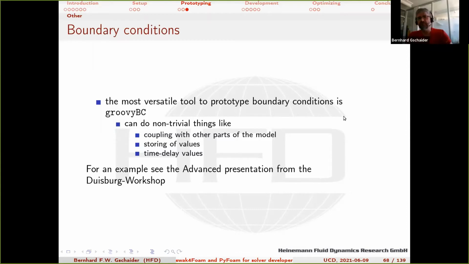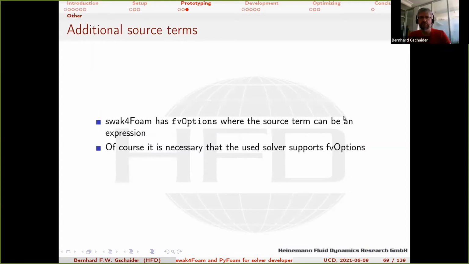For an example of using boundary conditions, you can look at the presentation from the Duisburg workshop 2 years ago. There are some fancy things like storing of values, coupling with other parts of the models, and time delay of boundary conditions. Some of these things are not trivial to implement if you do it yourself. You're grown people, you can do it as well.